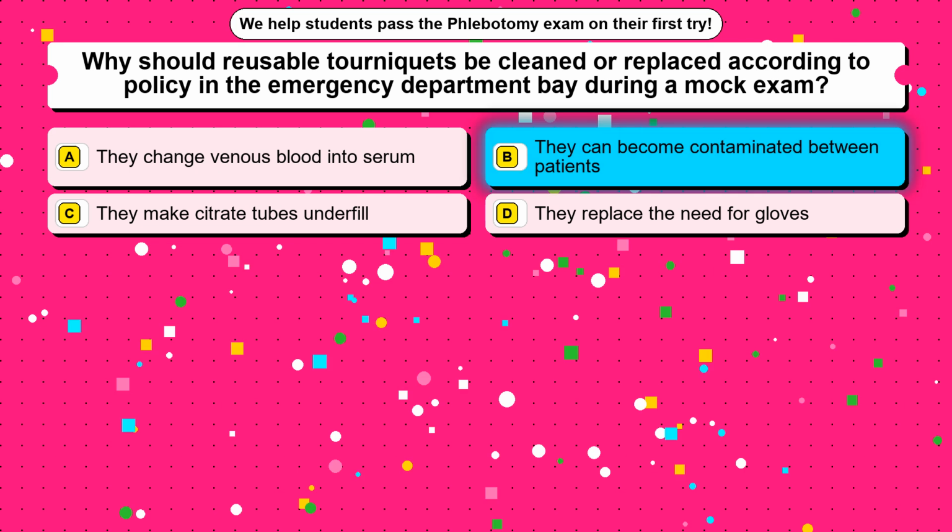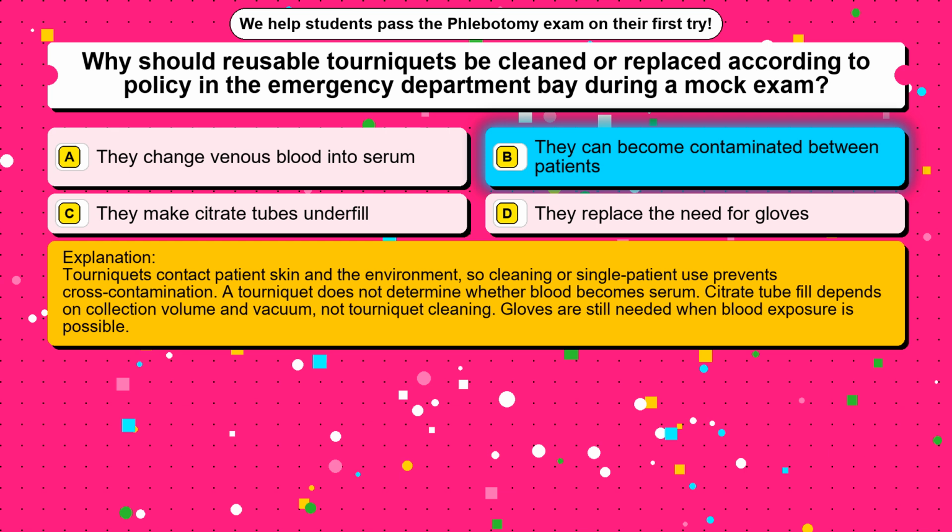The correct answer is option B. They can become contaminated between patients. Tourniquets contact patient skin and the environment, so cleaning or single patient use prevents cross-contamination. A tourniquet does not determine whether blood becomes serum. Citrate tube fill depends on collection volume and vacuum, not tourniquet cleaning. Gloves are still needed when blood exposure is possible.